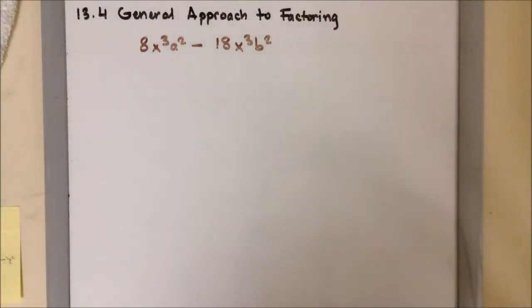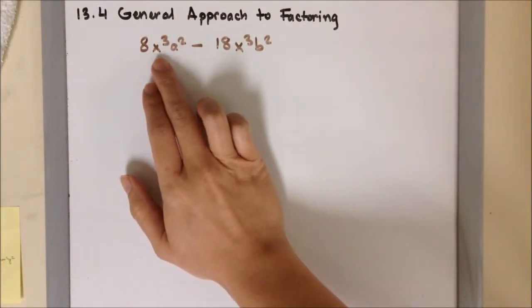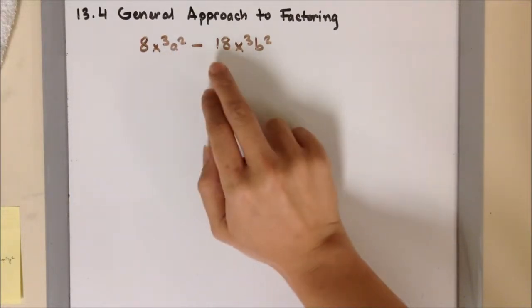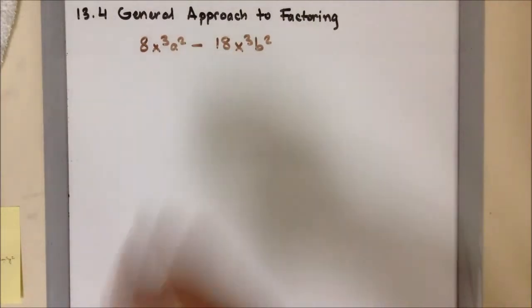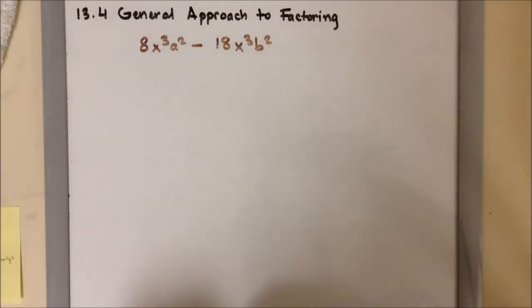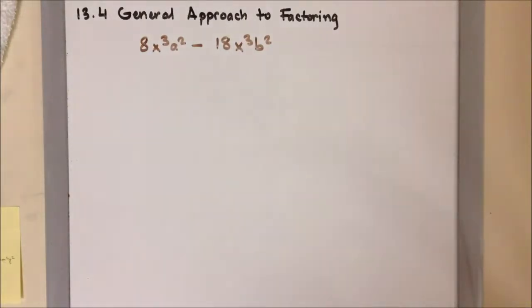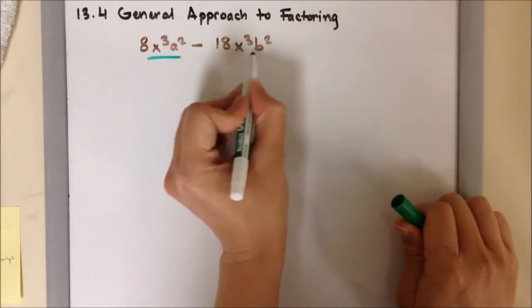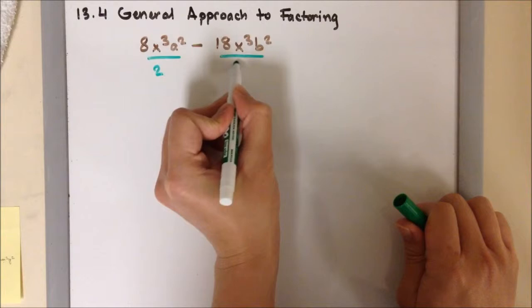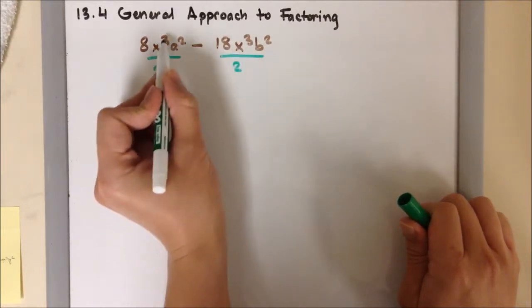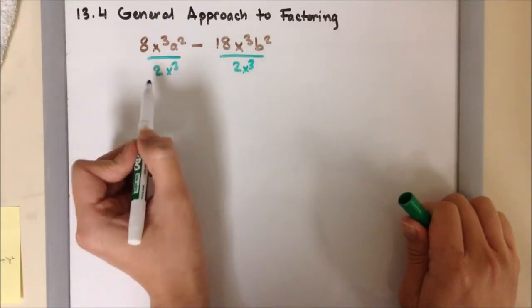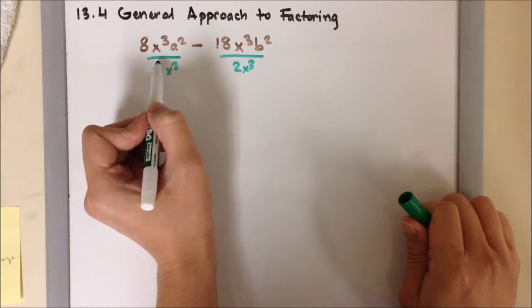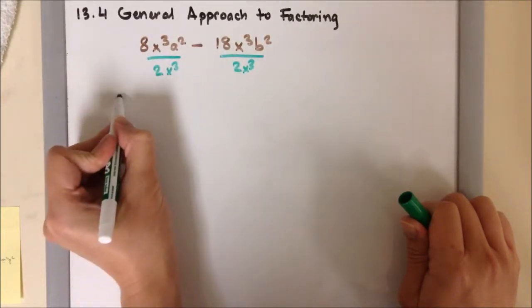In this type of problem, we have 8x to the third a squared minus 18x to the third b squared. So let's check if we have a common factor between these two terms. Between the 8 and the 18, they're both even, so they're divisible by 2. In addition, they also have the same variable x to the third. So I'm going to divide both terms by the x to the third. So my GCF, 2x to the third, that's why I'm going to divide both terms. So it's going to be outside the parenthesis.